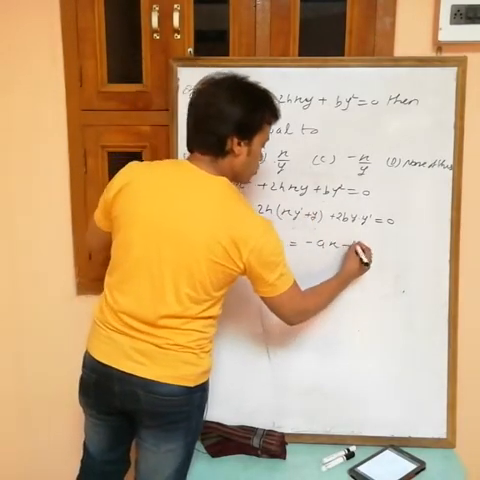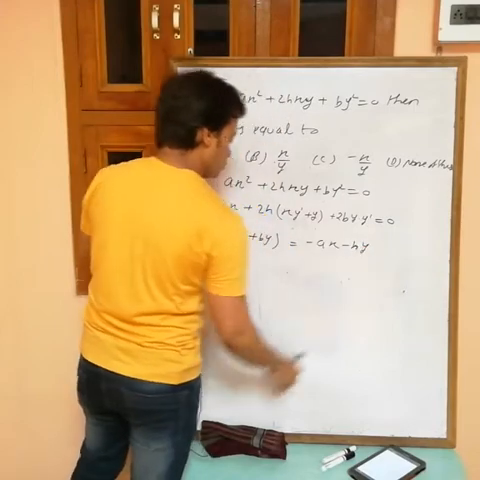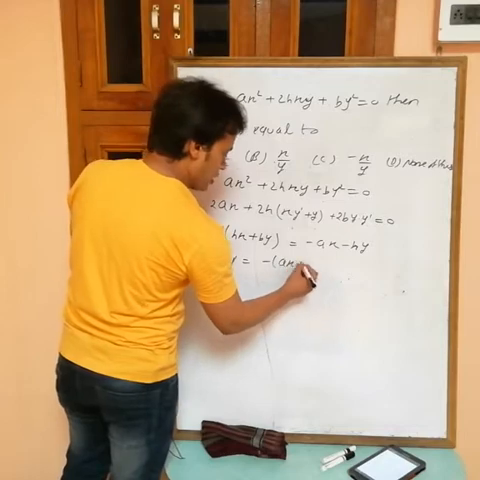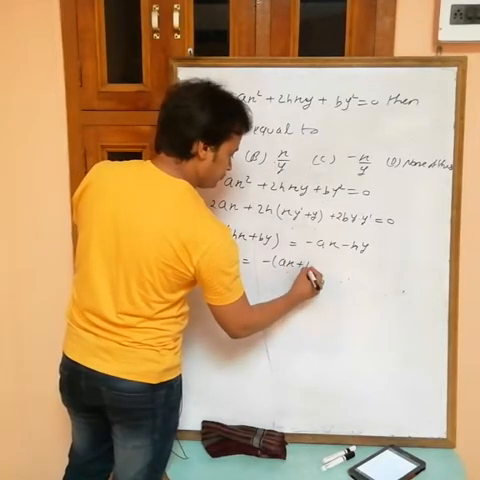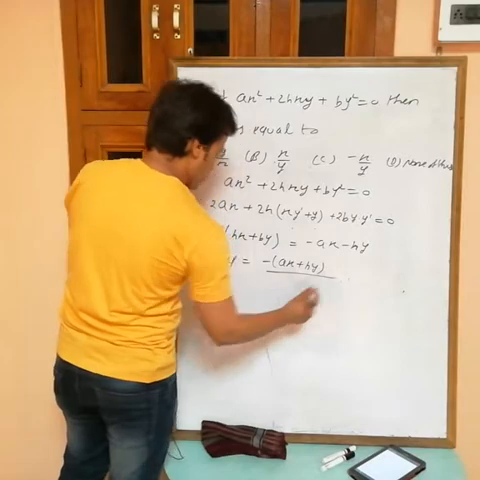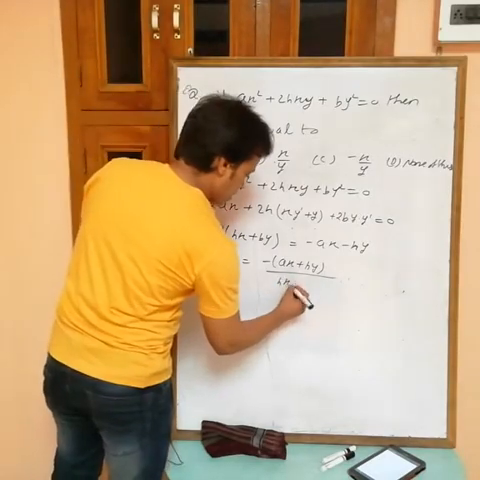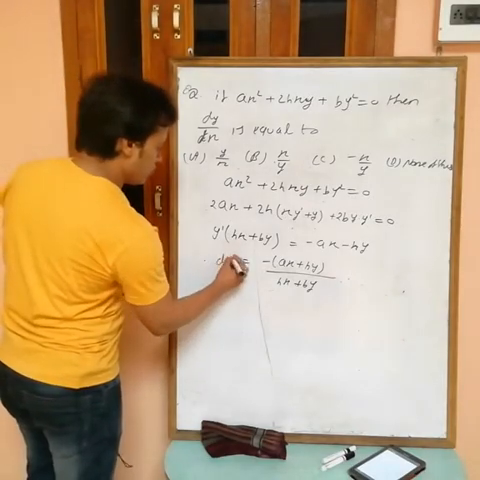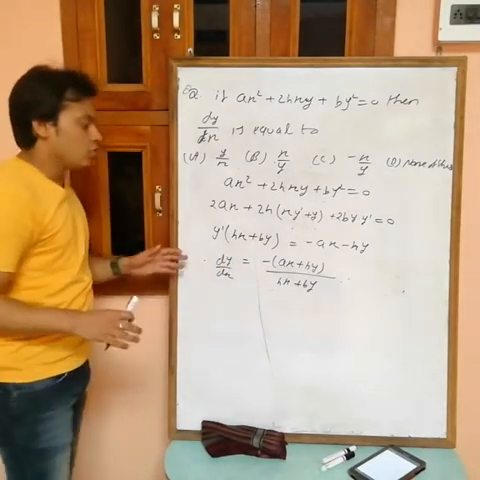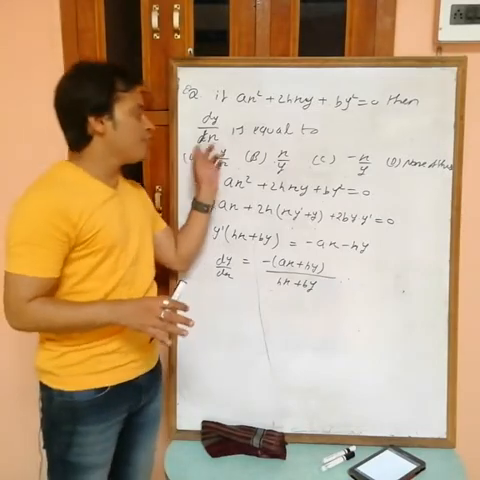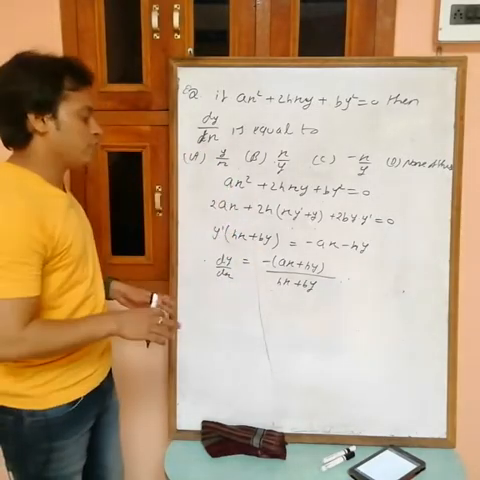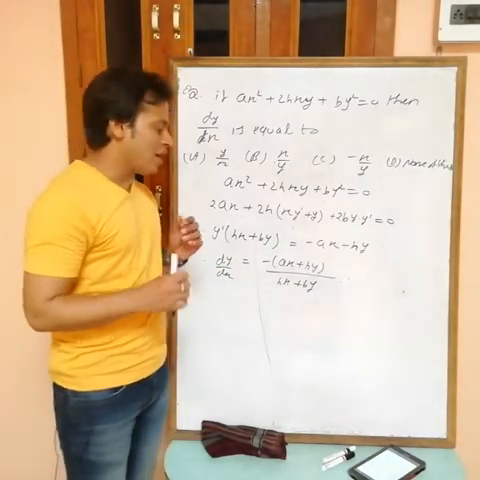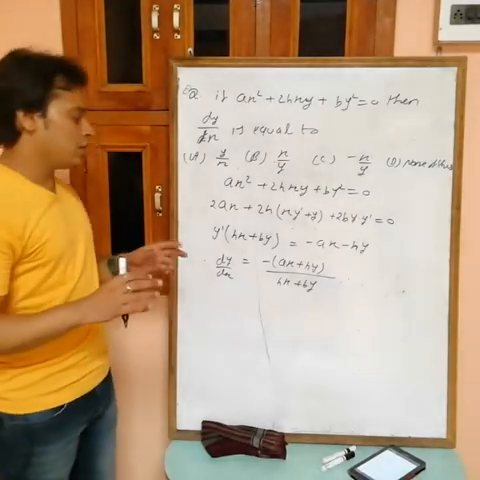and minus hy. Okay, now y dash is equal to minus of (ax plus hy) by (hx plus by). Okay, see, this is the value of y dash or dy by dx, but this is not in the options. Options are in terms of y by x, x by y, minus x by y. It means you want the answer only in terms of x and y, not in terms of a, h, b.